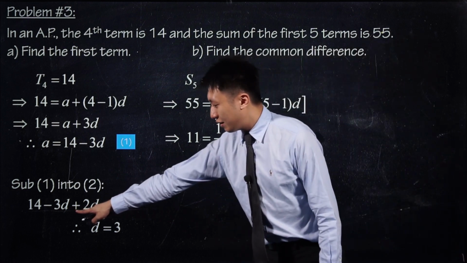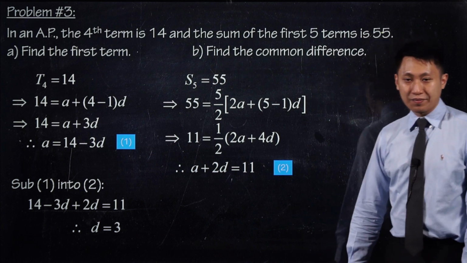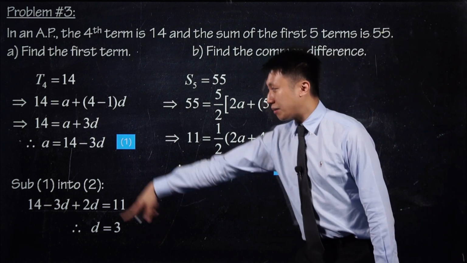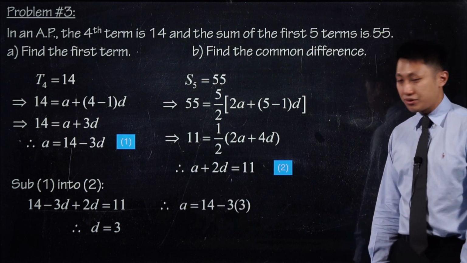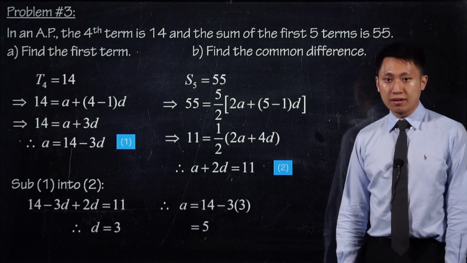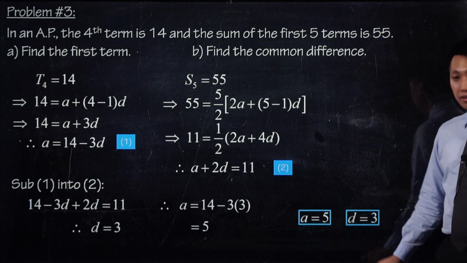How do you get 3? This one you move to this side, you get D on this side. That one you move over, you get 3. So if D is equal to 3, you substitute back into here, you get an answer. A is 14 minus 3 times 3, which is 5. So now your conclusion is A is 5 and D is 3.